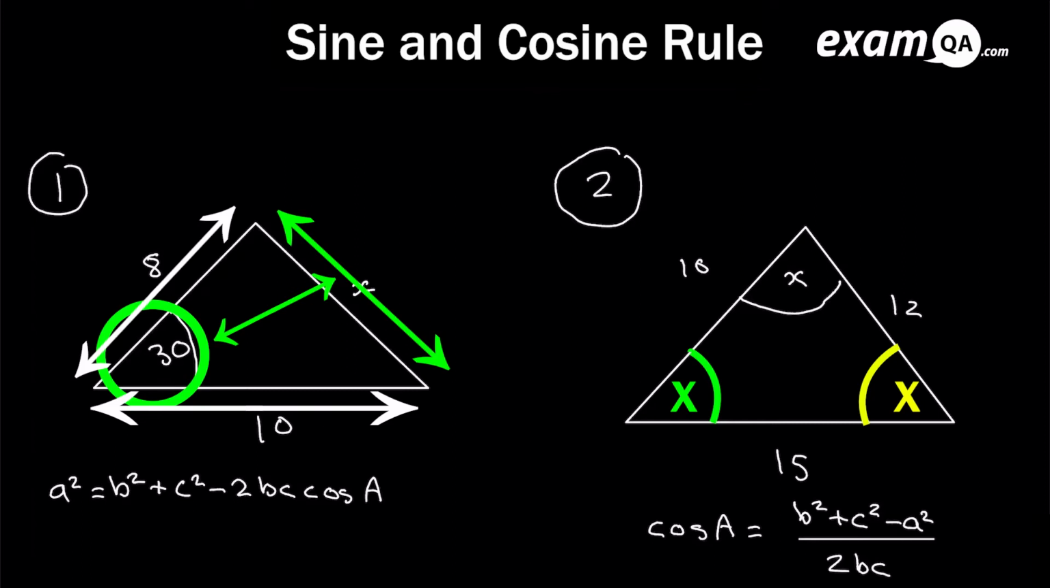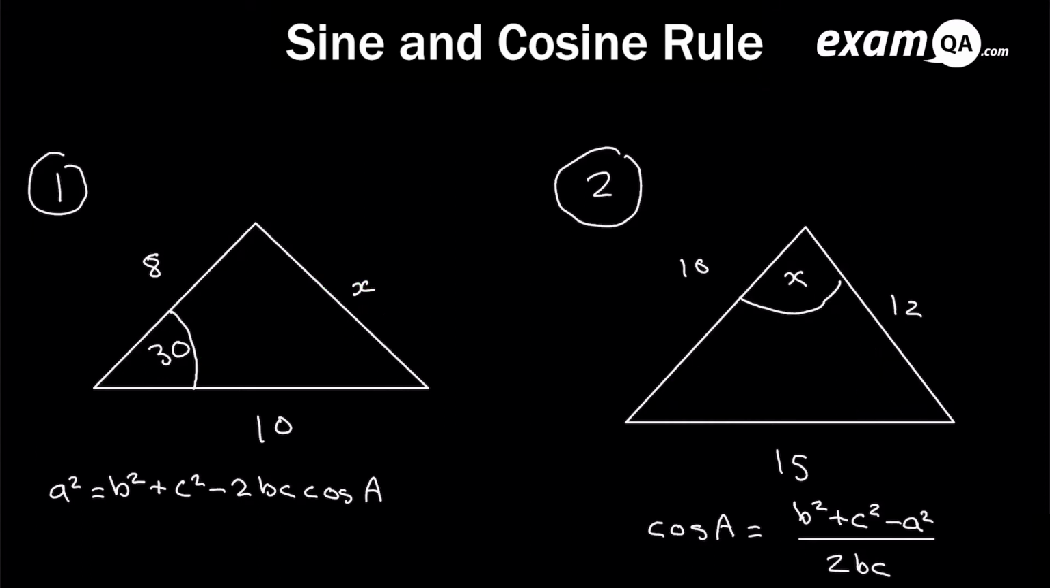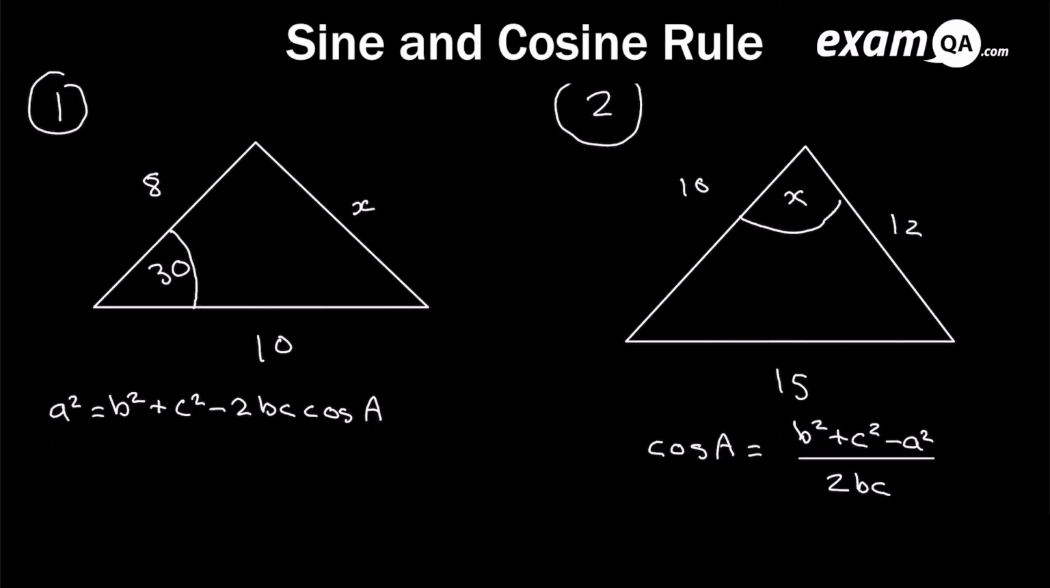So let's go back and finish off the working out for our situation 1. And we'll start off by labeling our triangle. Since in the formula we have capital A, we'll label the angle that we know as capital A. And the other two angles will not matter which way around you label them. X will be little a as it's opposite capital A. 10 will be little b as it's opposite capital B. And 8 will be little c as it's opposite capital C. Let's go ahead and fill that in our formula.